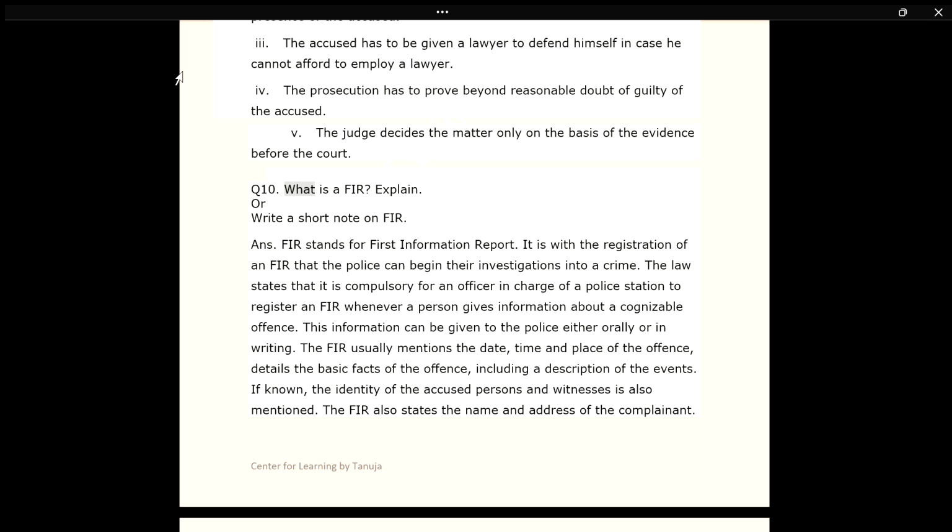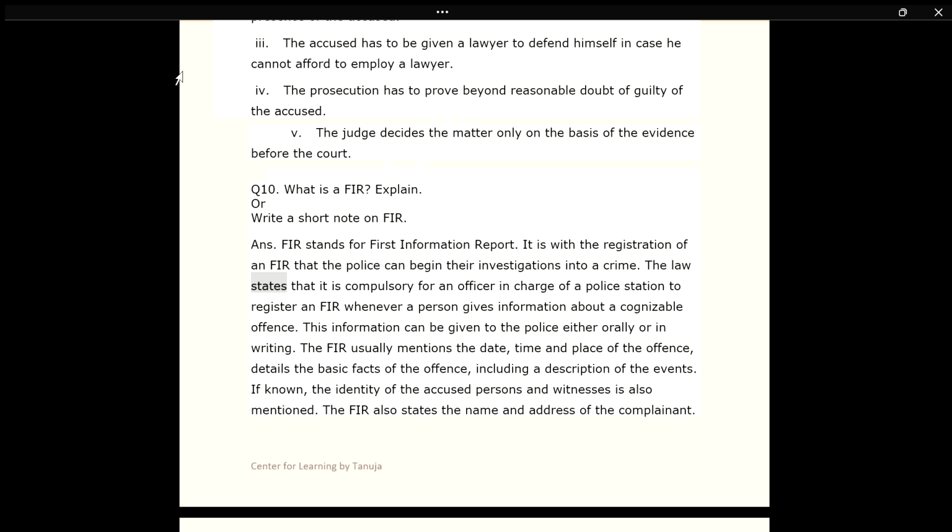Q10. What is an FIR? Explain. Or write a short note on FIR. ANS. FIR stands for First Information Report. It is with the registration of an FIR that the police can begin their investigations into a crime.